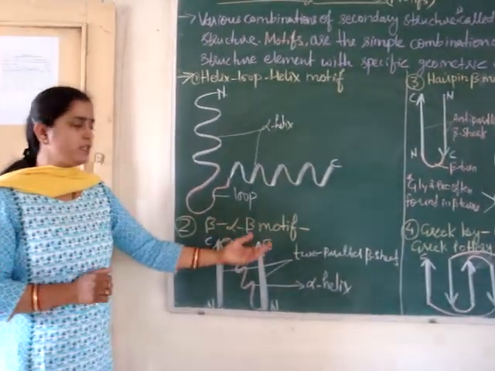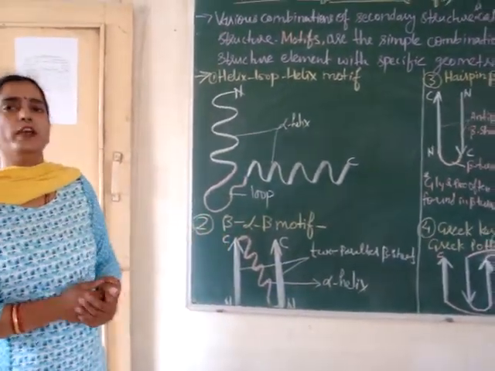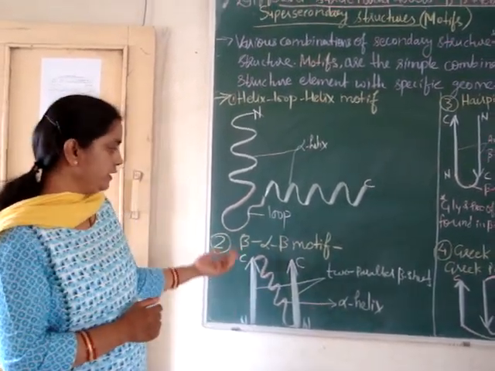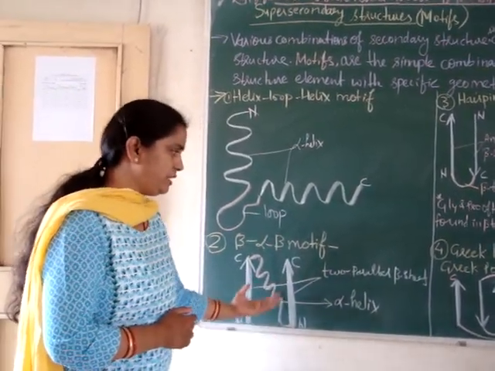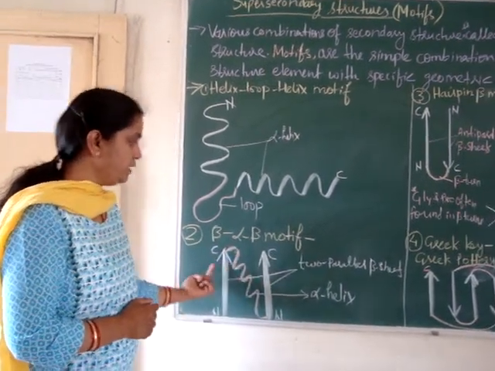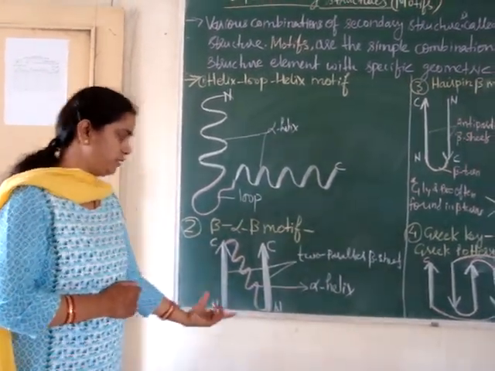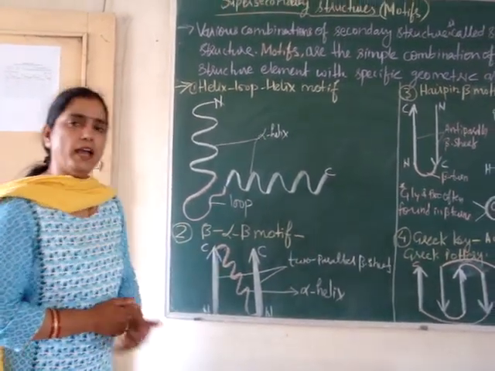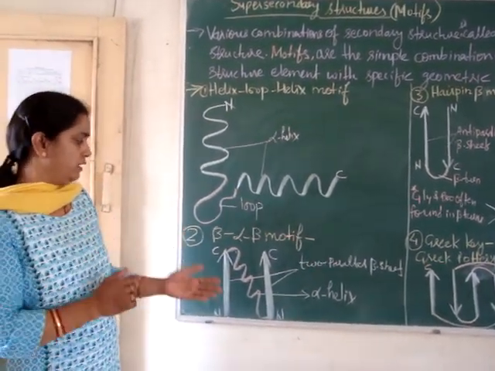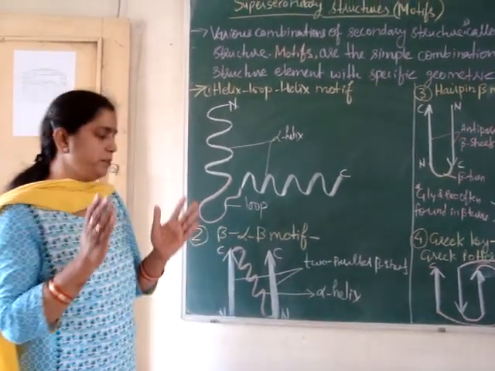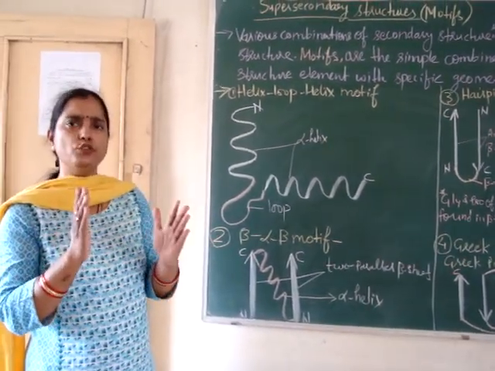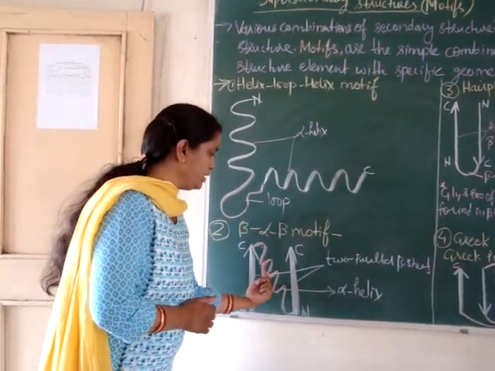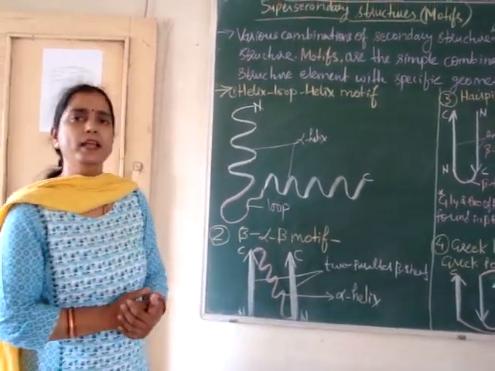Then the second one is the beta alpha beta motif, that exploits the alpha-beta combination. Here two parallel beta pleated sheets are joined together by an alpha helical region. You can see here two parallel beta pleated sheets which run in the same direction. Because of the parallel beta sheets there is space between the two beta pleated sheets, so this alpha helix can easily join them through their C and N terminals.